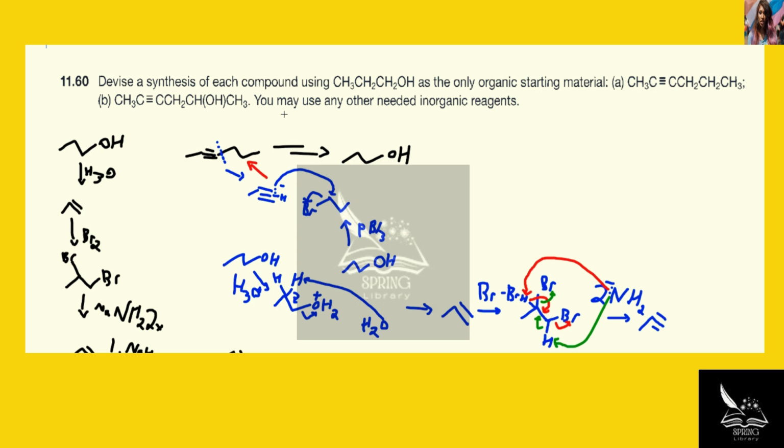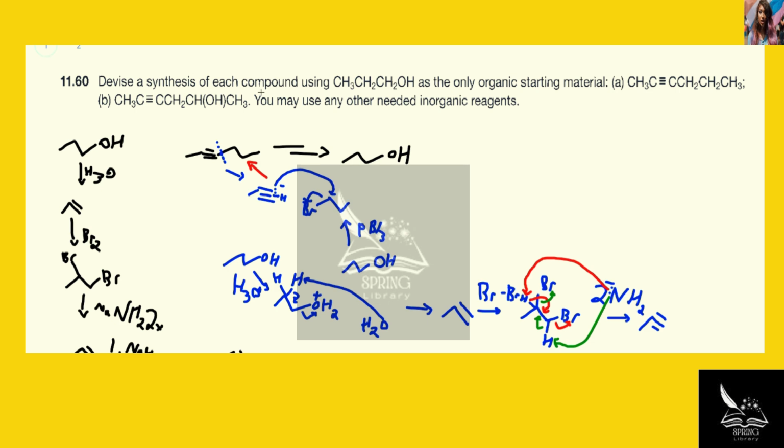So now let's get B. So for B, let's see. We have this. Let me draw it on another page. In B, we need to start from this and somehow get to this. Let me just count my carbons: 1, 2, 3. So the alcohol is coming off this carbon, if I remember.